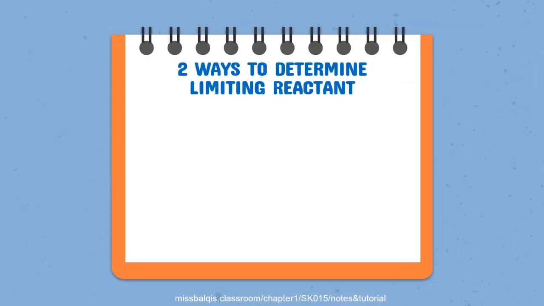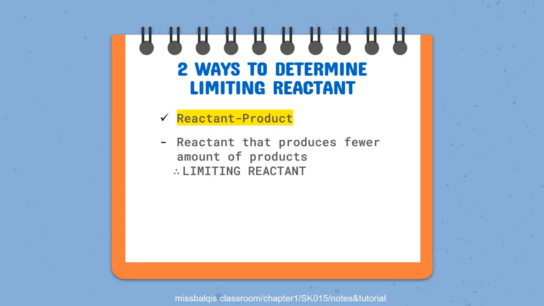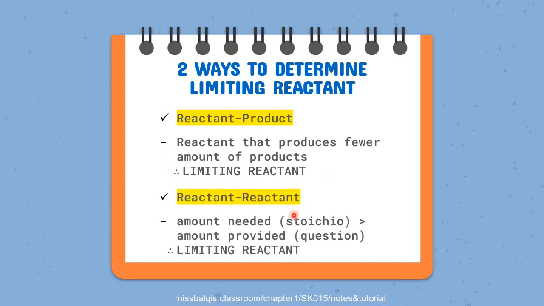There are 2 ways to determine the limiting reactant. First, by comparing a reactant and a product. The reactant that produces the fewer amount of product is going to be the limiting reactant. Or you can also compare a reactant and a reactant, and for this comparison, the conclusion is a bit different from the reactant-product comparison. The reactant is considered limiting if the amount needed, which you get from the stoichiometric calculations, is more than the amount provided, stated in the question. So you really need to carefully identify the type of amount each belongs to.